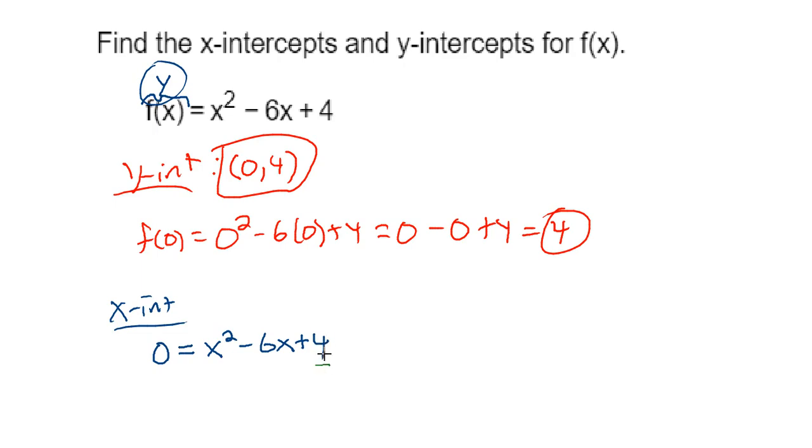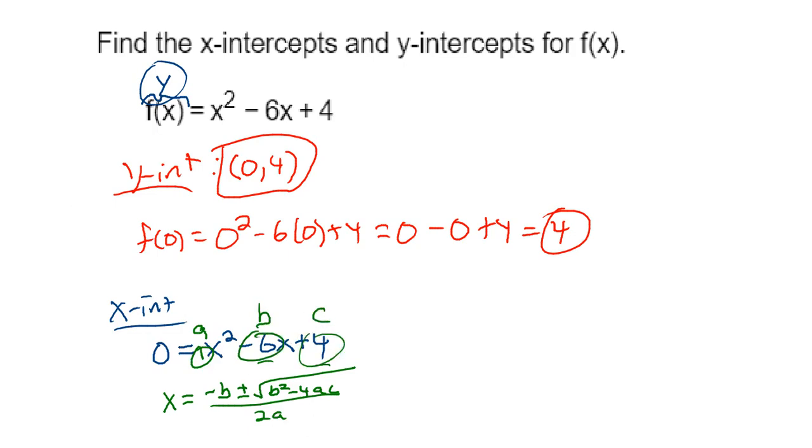We have to find 2 numbers that multiply to 4 and add to negative 6. There aren't 2 numbers that we will be able to easily think of that multiply to 4 and add to negative 6. So this won't factor, which means we have to use the quadratic formula, which we just learned earlier in Chapter 7. It's negative b plus or minus the square root of b squared minus 4ac over 2a. A is equal to 1 in this case, b is negative 6, c is 4.